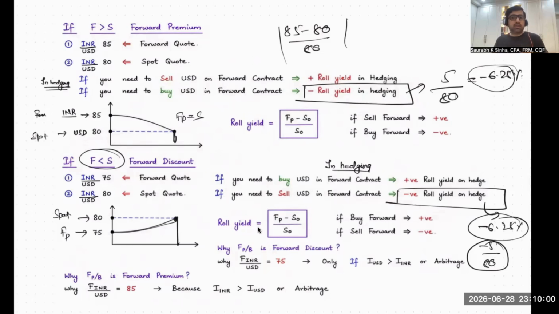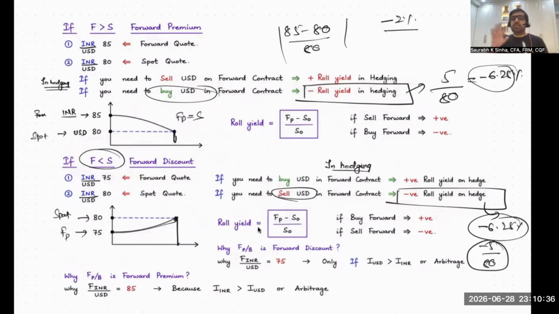Negative roll yield cost. When? If in the forward premium you buy the base currency, or if in the forward discount you sell the base currency. USD is the base currency in our discussion. The cost is 6.25. Now you have to compare. If you don't hedge, and that will only incur a cost of say 2%, negative 2%, you let it be an unhedged position. Then you will decide whether to hedge or not.